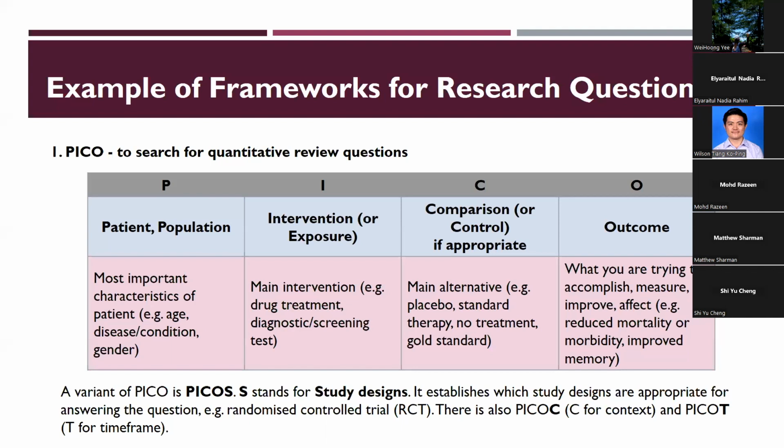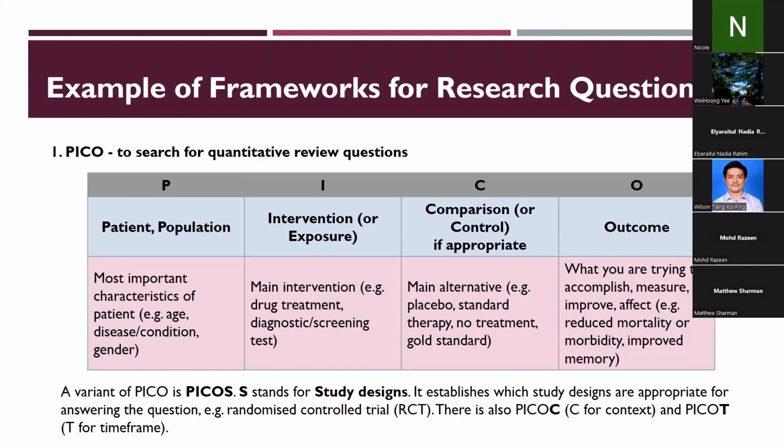If you have a patient, of course you need to put that down. Who is the population? The gender, maybe woman, adult, elderly, and things like that. You have to put that under P. Then you have I, which is focusing on the intervention. If there's any specific drug treatment or diagnostic screening test, you can put it there.